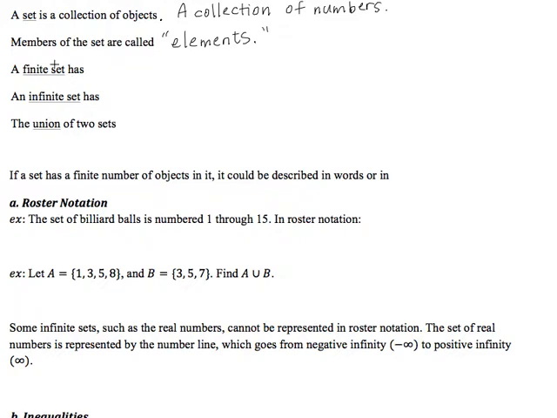Finite means countable. So a finite set has a countable number of elements. It could be a very large number, but it's still countable. Versus an infinite set, which has infinitely many elements. So uncountable.